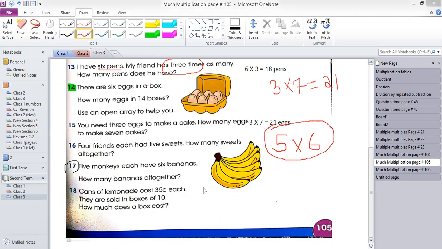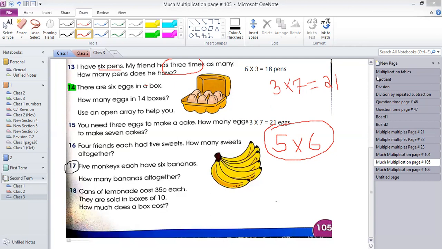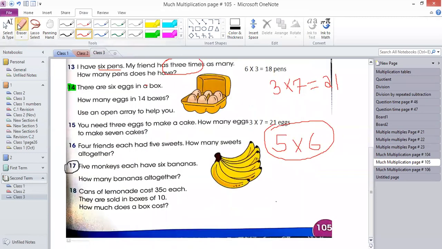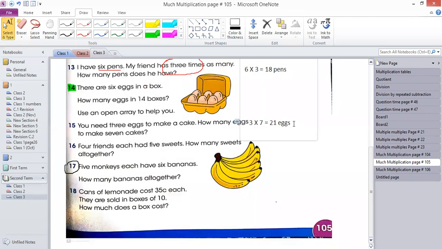I'm going to open your mic, guys. Tell me how many bananas will be there altogether? 30 bananas. Very good. Because one monkey has 6 bananas and there are 5 monkeys, multiply 5 by 6. 5 ones are 5, 5 twos are 10, 5 threes are 15, 5 fours are 20, 5 fives are 25, and 5 sixes are 30. So there will be a total of 30 bananas altogether. So write 30 here, guys. Right here, 5 multiplied by 6 equals 30.